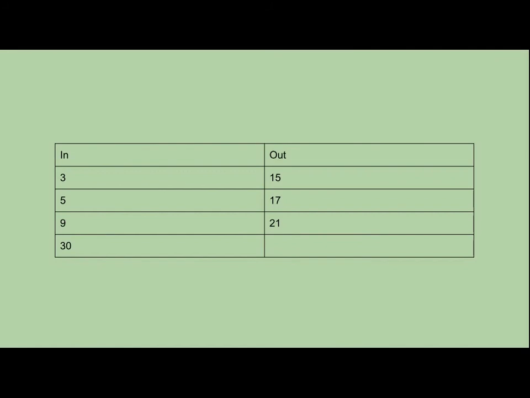Okay, we've got another in-and-out box for you to solve. I'd like you to pause it, making sure you go across instead of down, and let's see how it goes. Alright, so how did we get from 3 to 15? Well, we could have multiplied by 5, or we could have added 12.